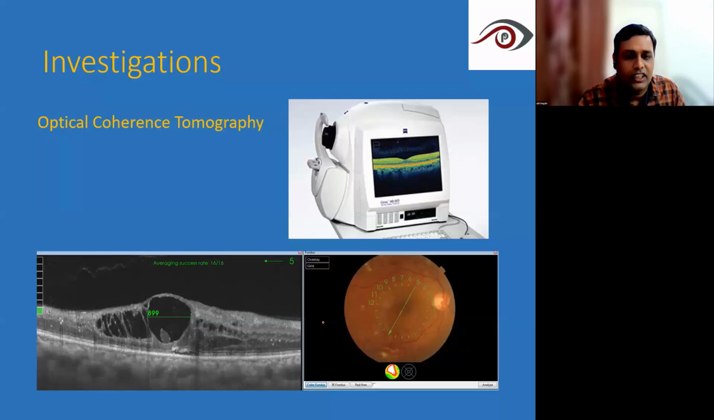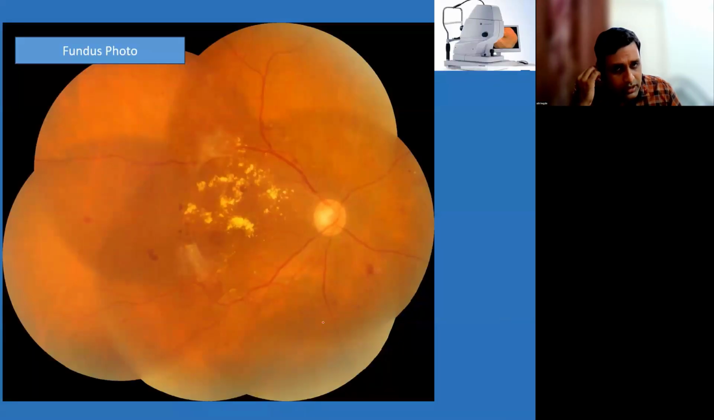If there's a disruption of the ISOS junction, the prognosis is not good. Whether there are disrupted intraretinal layers or any outer retinal tubulations. So all these things will help us to prognosticate to the patient and to show the patient. And we can also see whether our treatment is working or not after doing the repeated scans. So we also do other investigations.